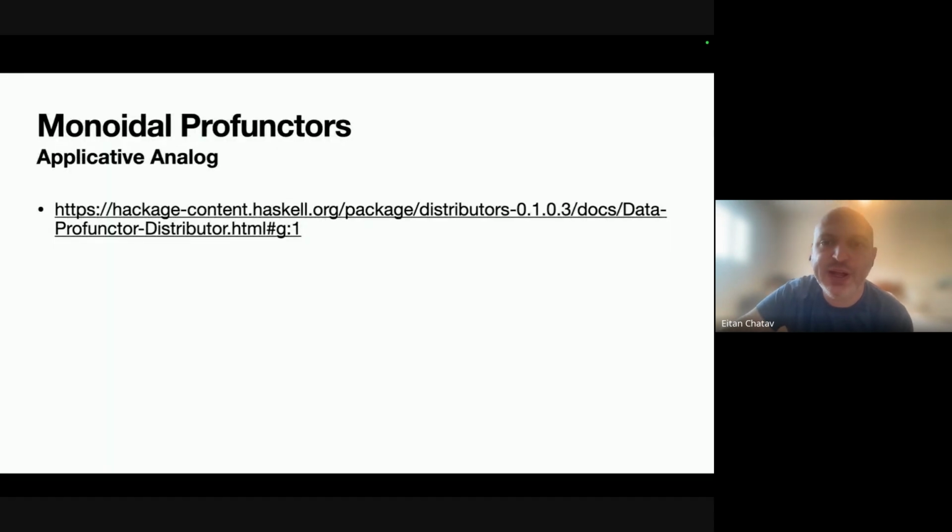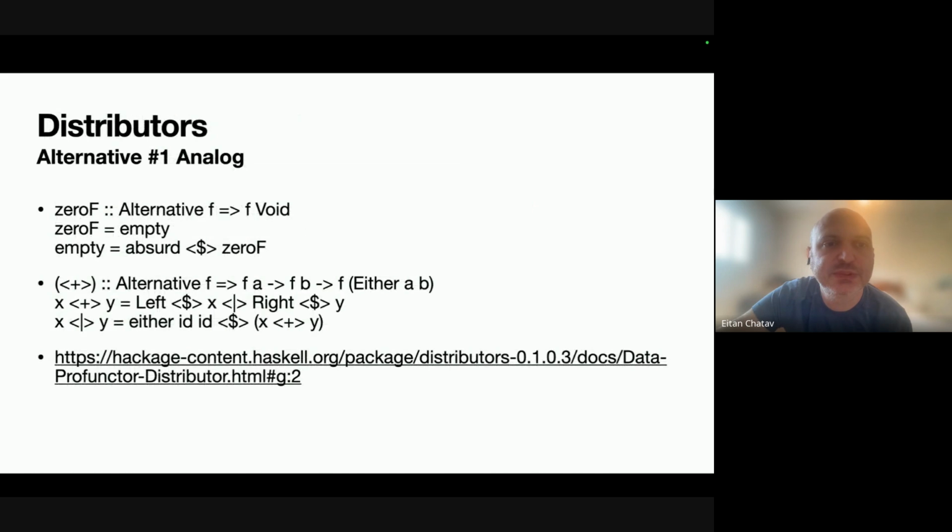Okay, any questions about monoidal profunctors? Remember, they are analogous to applicative, and in fact, they're directly equal to applicative because they can just be a profunctor plus an applicative. Okay, now we get to finally talk about distributors, which are an analog to alternative. But before we discuss them, let's reformulate alternative a little.